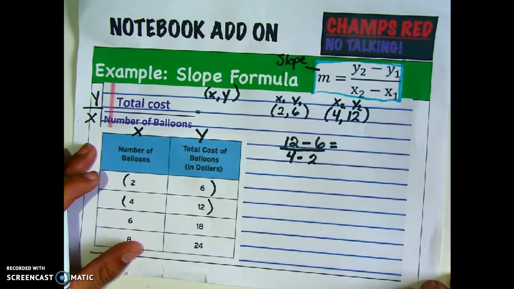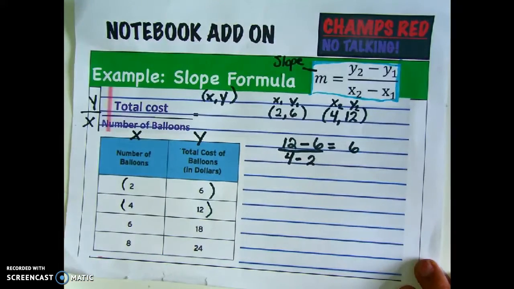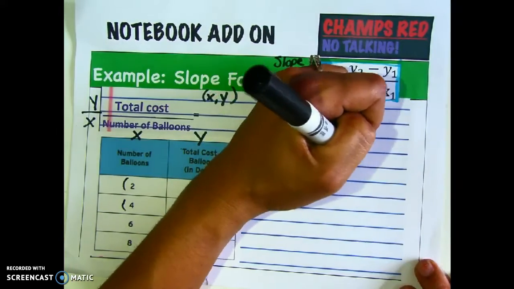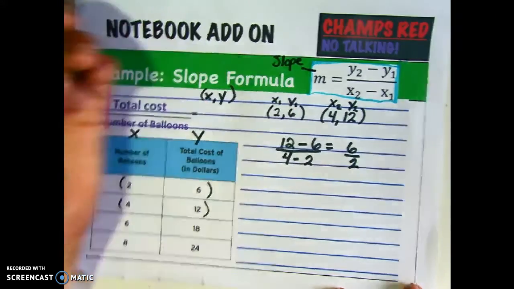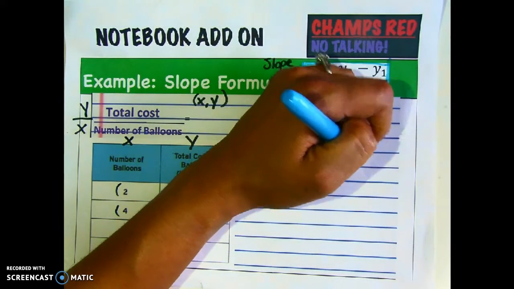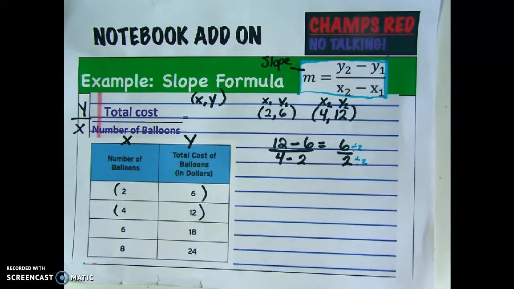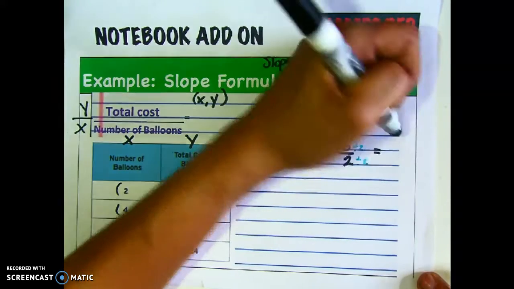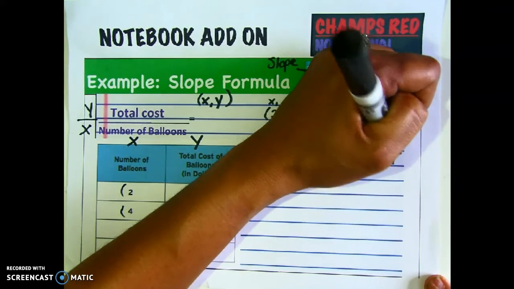When I do the subtraction, I'm going to get 12 minus 6, which is 6. 4 minus 2, which is 2. But I'm not done here. This fraction can be reduced. This has a common factor of 2. If I divide by 2 on each one, I will get 2 goes into 6 3 times, and 2 goes into 2 1 time.